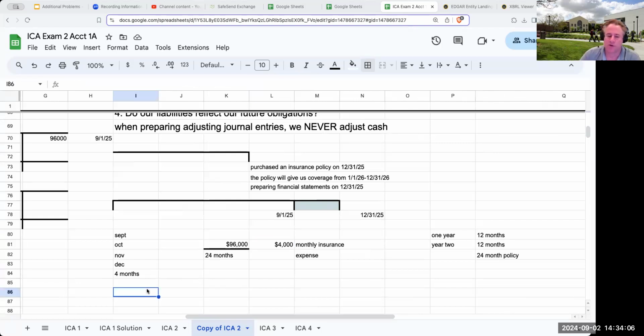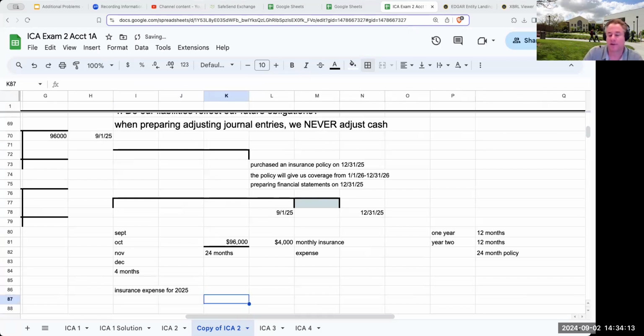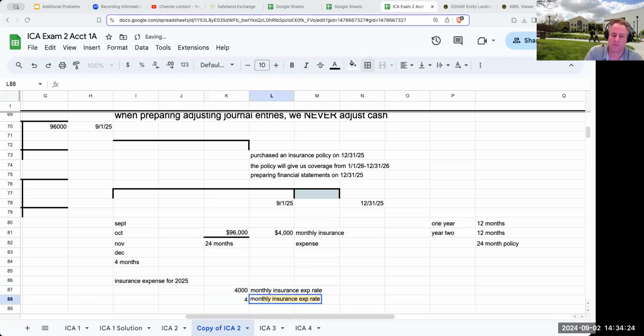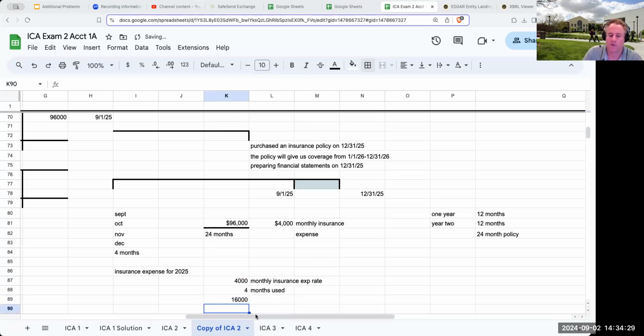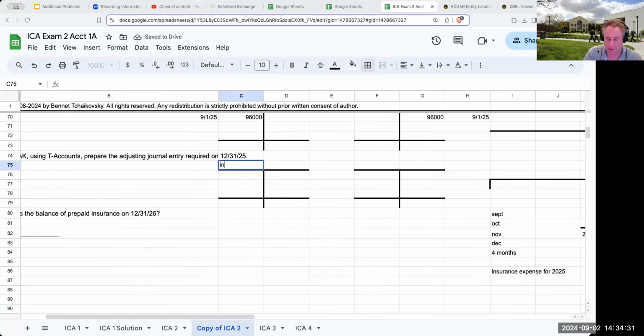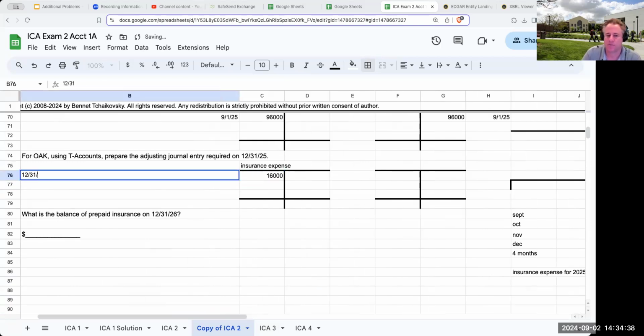So my insurance expense for 2025 is basically going to be 4,000, which is my monthly insurance expense rate, times 4 months, or a total of 16,000. So here I'm going to debit insurance expense for 16,000. Okay.